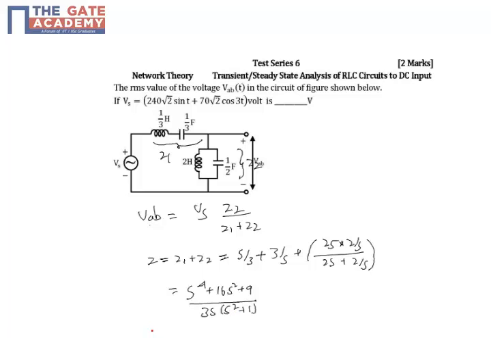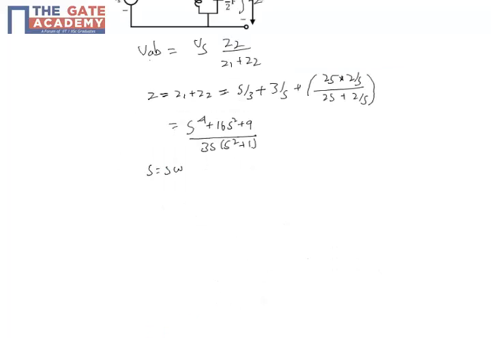So I am going to substitute S equal to j omega, because I have to find the response of the system for two different frequencies. So Z of j omega will be equal to omega power 4 minus 16 omega square plus 9 divided by 3j omega into 1 minus omega square. Also Z2 is equal to 2j omega by 1 minus omega square.